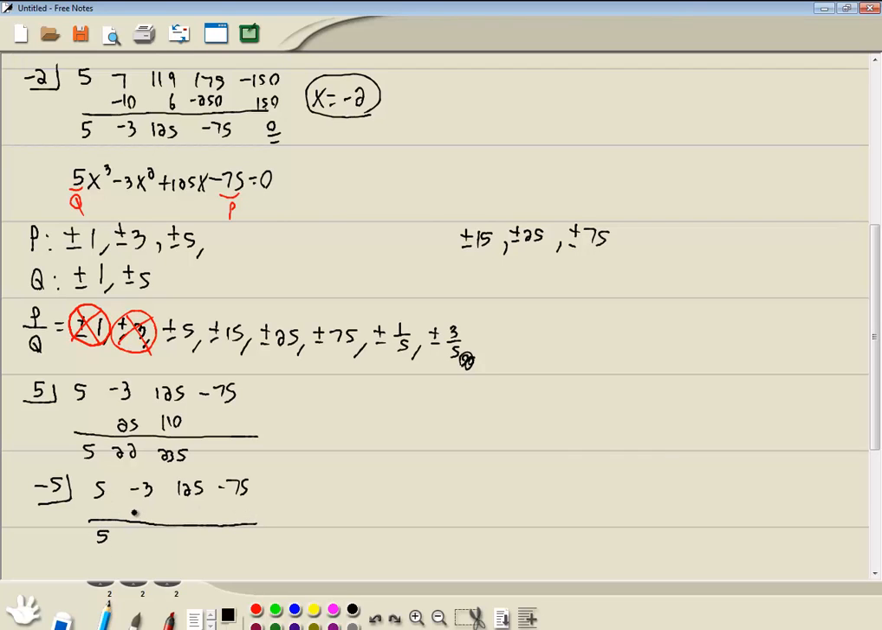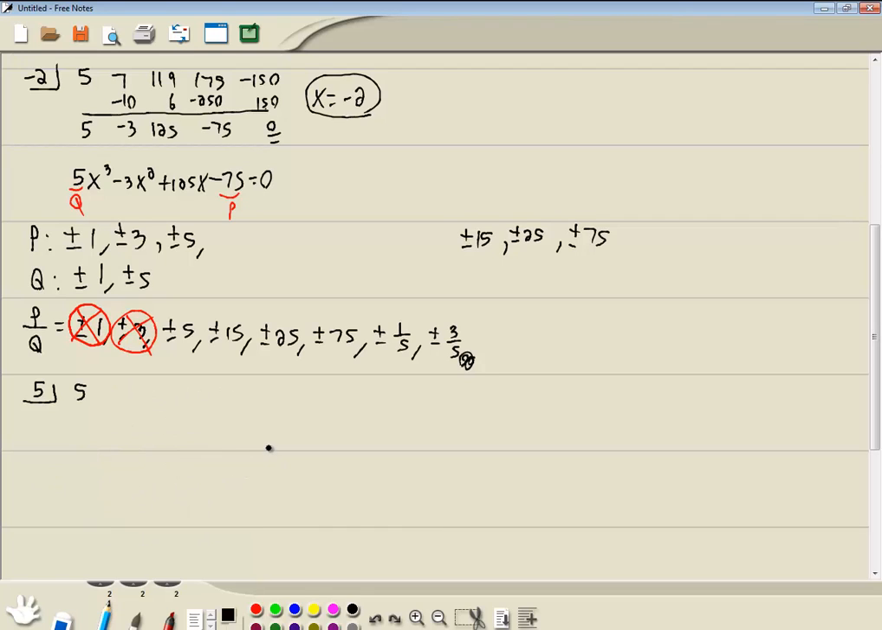So add, multiply, add, multiply. 0, 4, okay, add, multiply. That's not going to give me 0. So 5's don't work. Okay, so these are gone, these are gone. So those are gone. I think you kind of get the idea.